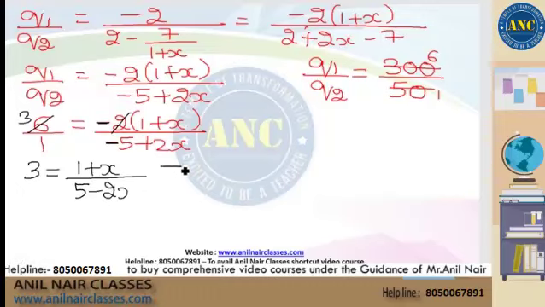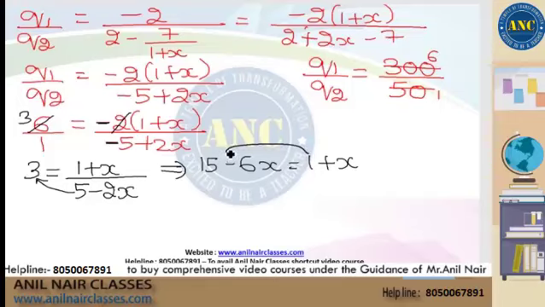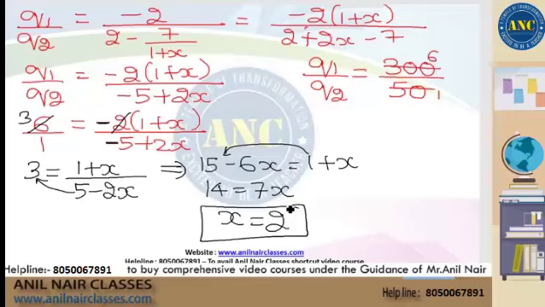Cross multiply and simplify. There is only one unknown variable x. You will get it very easily. 3 into 5 is 15, minus 3 into 2x is minus 6x, is equal to 1 plus x. 15 minus 1 is 14, equal to minus 6x comes to the right hand side. It becomes 6x plus x, 7x. x is equal to 14 by 7. The value of x is what they are asking you in the question, which is equal to 2.